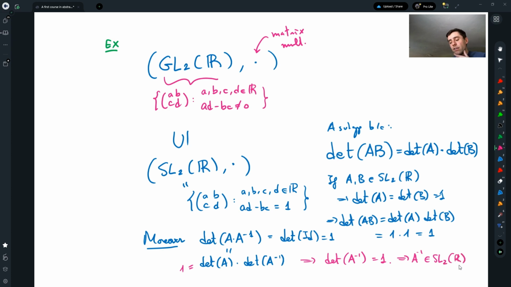So SL2 is closed under multiplication, it's closed under inverses, and the identity element under multiplication, which is the identity matrix, is of determinant 1, so it is also in the same subset. So this is a subgroup.